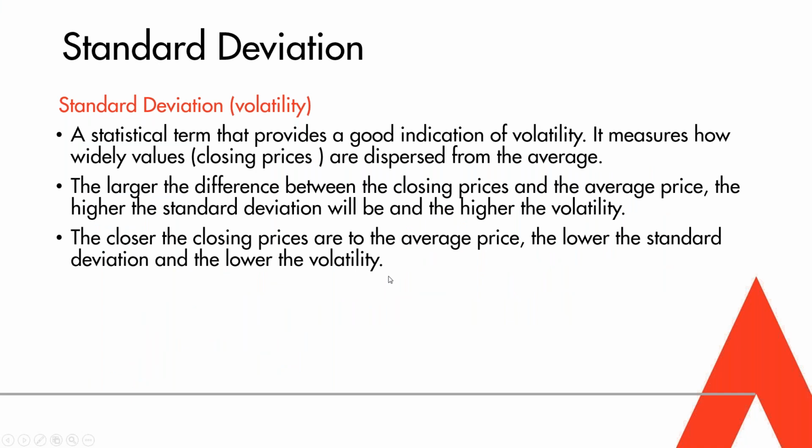Standard deviation is a big part of this indicator. It's a statistical term that provides a good indication of volatility. It measures how widely values, which in this case are closing prices, are being dispersed from the average price. So the larger the difference between the closing price and the average price, the higher the standard deviation will be and the higher the volatility. The closer the closing prices are to the average price, the lower the standard deviation will be, and therefore the lower the volatility.